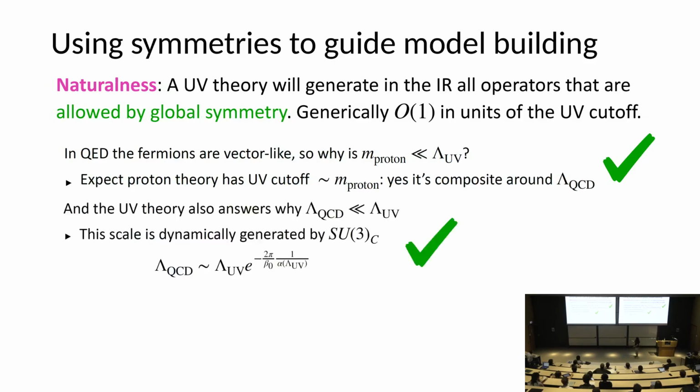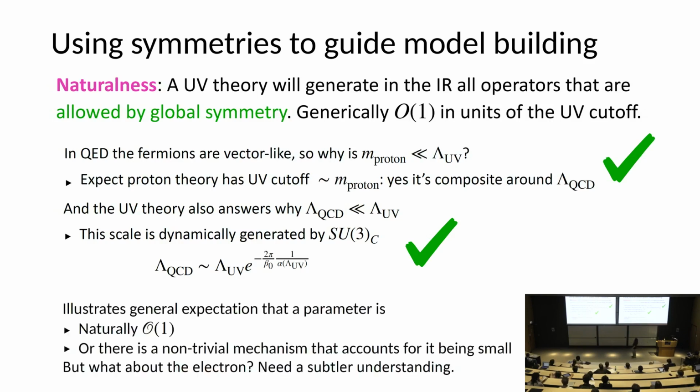And furthermore, once we go to the UV theory of QCD, we learn from asymptotic freedom that you can ask, why is the QCD scale so small? Well, asymptotic freedom tells us that this theory can dynamically generate this small scale. So this example illustrates this general expectation that either a parameter is naturally of order 1, or there's some sort of non-trivial mechanism that explains why it's so small.